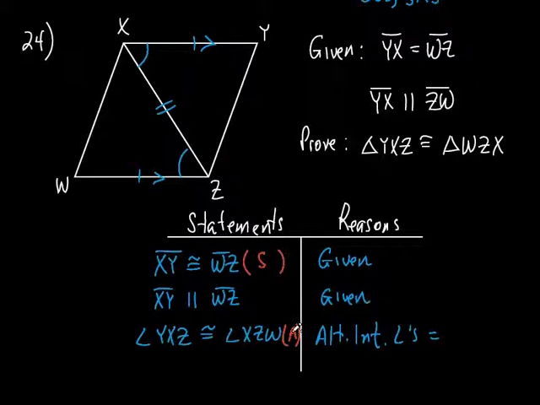Okay, now I've got a side, got an angle. What's the third thing I need to find? The other side. And what's the other side? XZ. So what do I say? XZ equals XZ. It seems kind of weird to say something equals itself, but you're basically saying XZ from this triangle equals XZ from the other triangle. Okay? And what's my reason for that? Good. That's called the reflexive property.